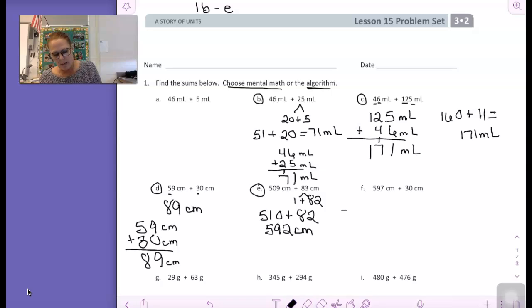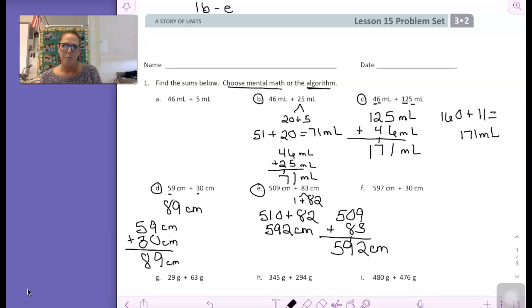Again, we can do the standard algorithm, 509 plus 83. 9 ones plus 3 ones is 12. 0 tens plus 8 tens plus 1 ten is 9 tens. And 500 plus 0 is 592. And there we get the same answer.